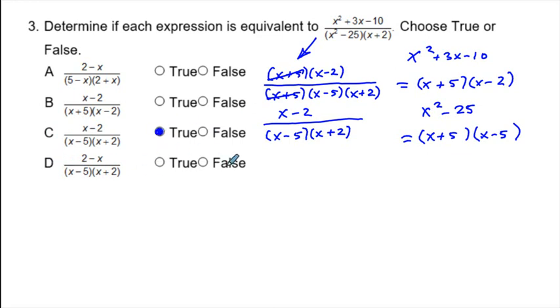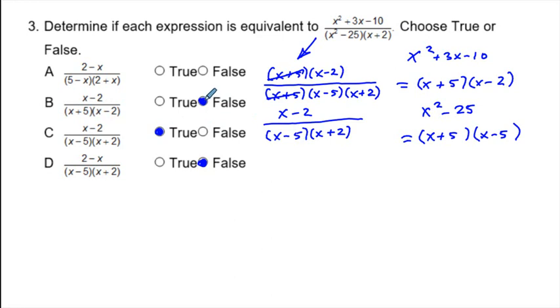And then if we look at D, we have everything the same except the numerator is 2 minus x, so that is false for D. And then if we look at choice B, we have in the numerator for B quantity x plus 5 times quantity x minus 2, which is opposite the denominator of what we really have.